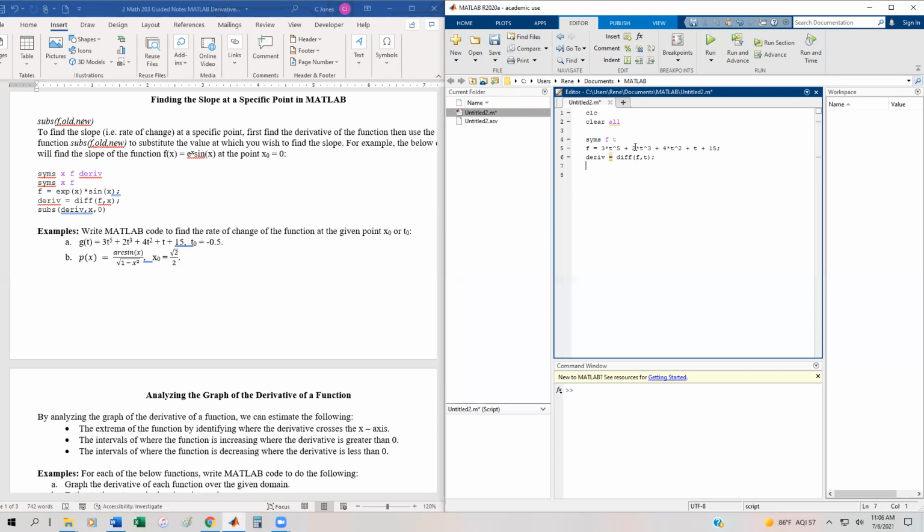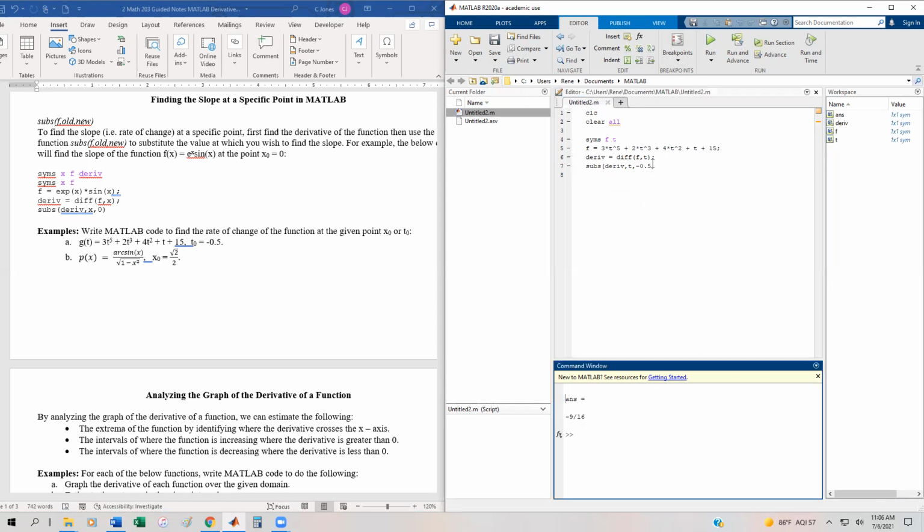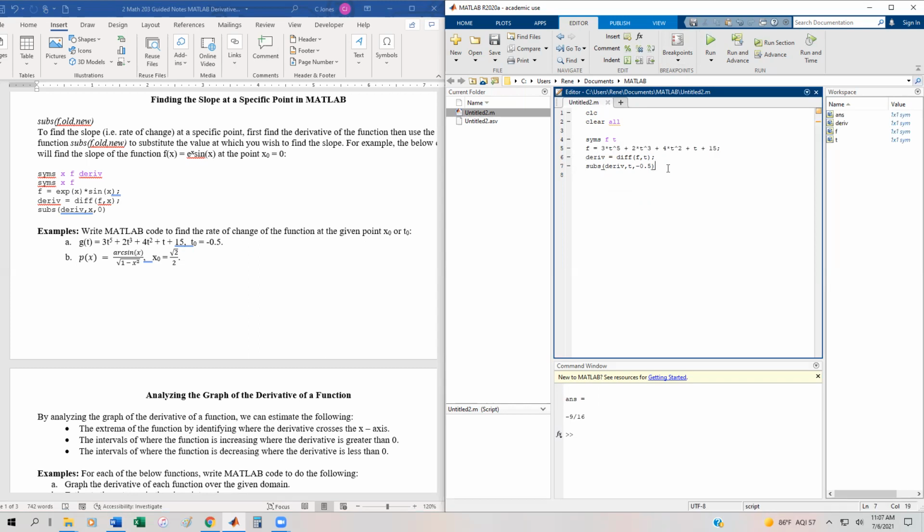And then finally, we are now going to substitute back into deriv. The former variable was t. The new value, remember, is negative 0.5. And that's going to just go through and find the exact value of the slope, which is negative 9/16 at the point of this function. All right, so pretty cool that we can do that really.